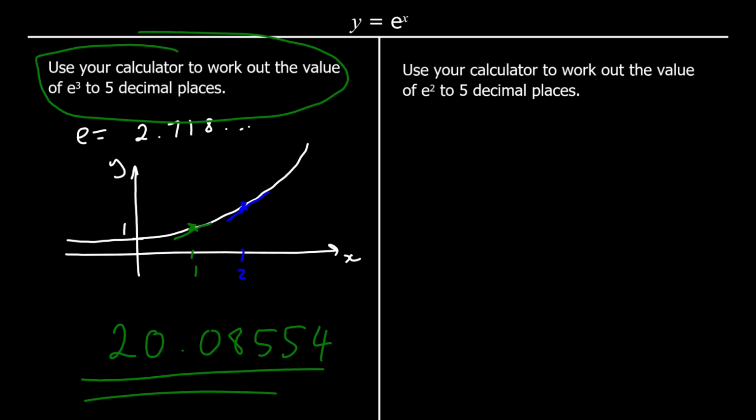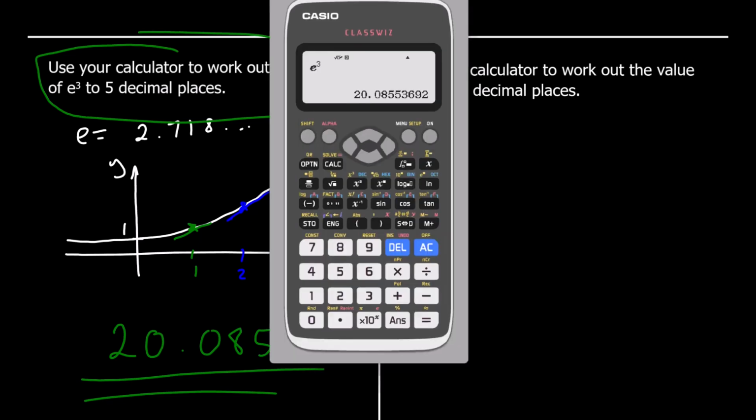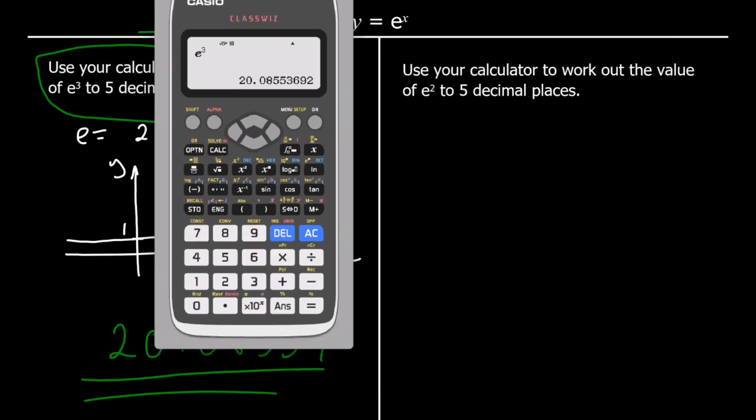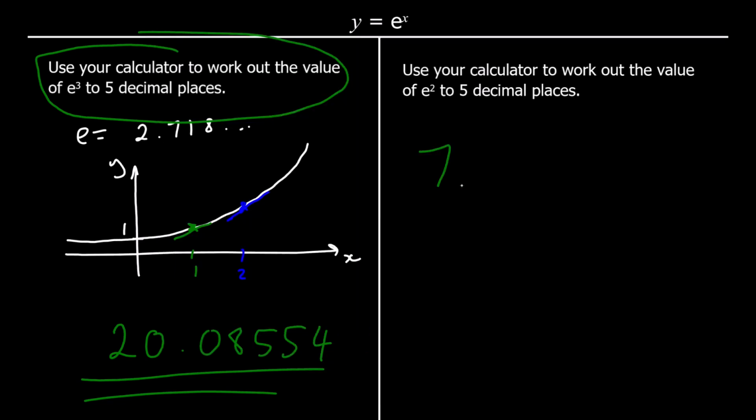Use your calculators to work out the value of e squared to 5 decimal places. Give it a go. And we should get 7.38906.